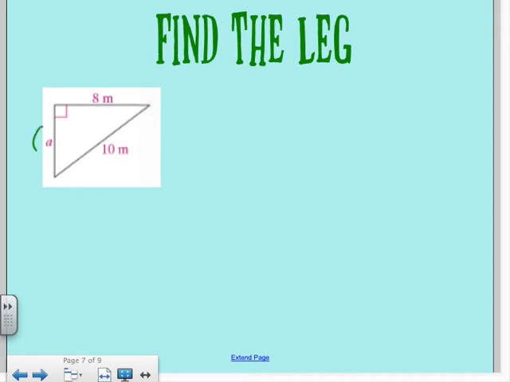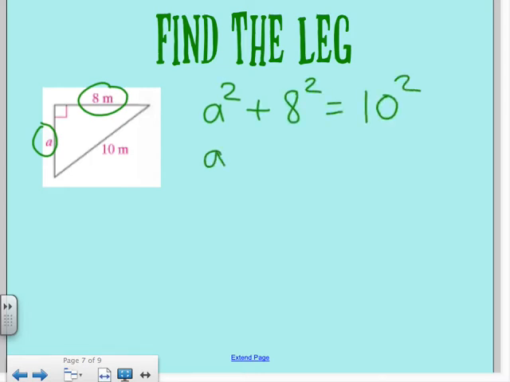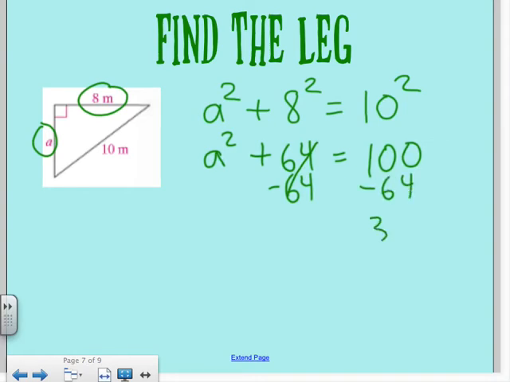All right, so this time we have a leg missing. Remember, the legs make the right angle. So we've got A squared, we don't know, plus 8 squared equals the hypotenuse squared of 10. Okay, so A squared plus 64 has to equal 100. So if I take away my 64, I end up with 36 equals A squared. Okay, now that's not A. Remember, you got to do square root.